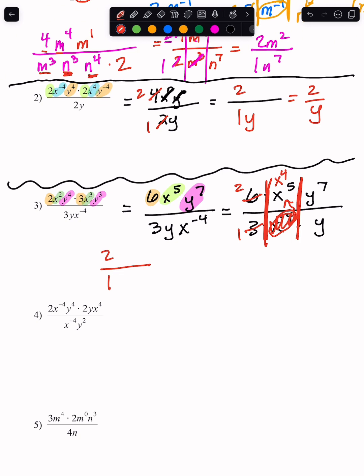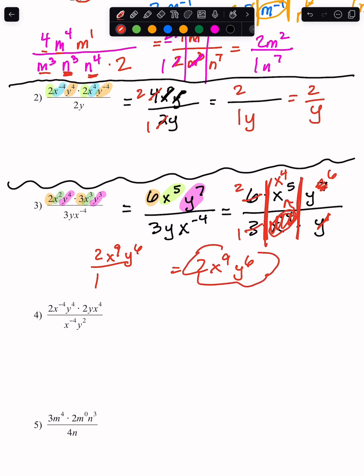Now, because there's a 1 there, one of those will cancel with one of those, leaving me with 6. We have x to the 9 on the top, and we have y to the 6 on the top. So your answer is just 2x to the 9, y to the 6. You don't have to put it over 1. That's your final answer.